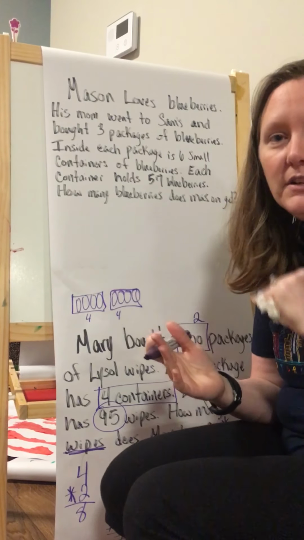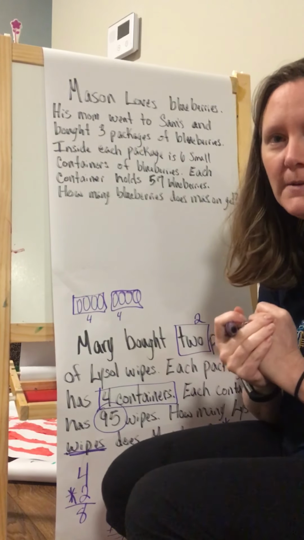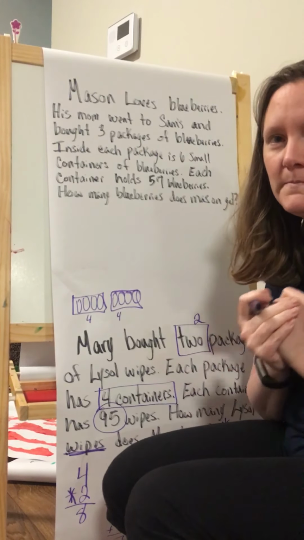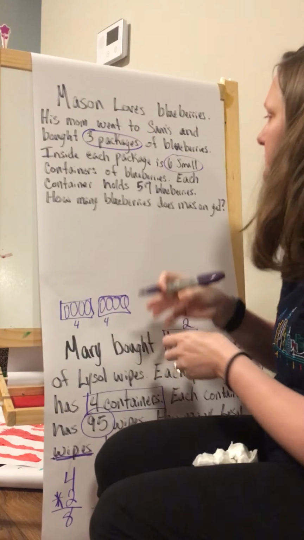Pause the video, see if you can figure out the answer, and then push play when you're ready. Hopefully you have an answer now. So when we look at this problem, we had to find all 3 of our numbers that are important. So after his mom went to Sam's, she bought 3 packages of blueberries. Each package has 6 smaller containers inside.